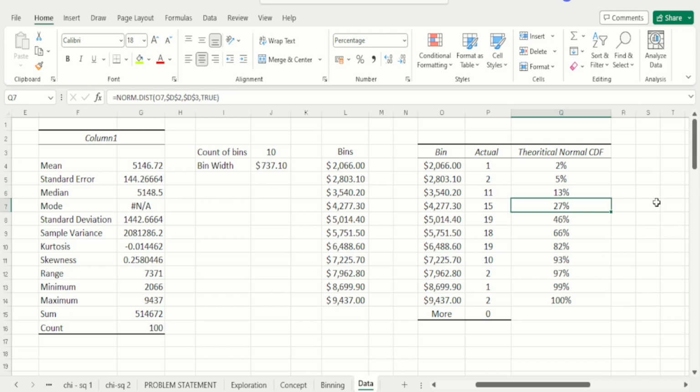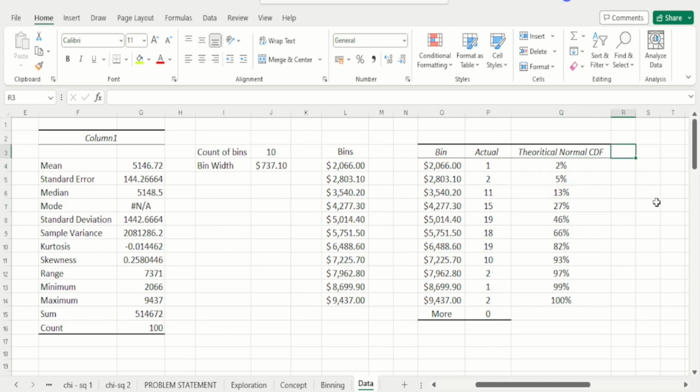But remember, what are we trying to do? We don't want the total data distribution density to the left. We just want the distribution density for that specific class interval. So to get it, all we have to do is subtract the prior CDF value from the current CDF value, and that gives us the probability distribution for that particular class interval.